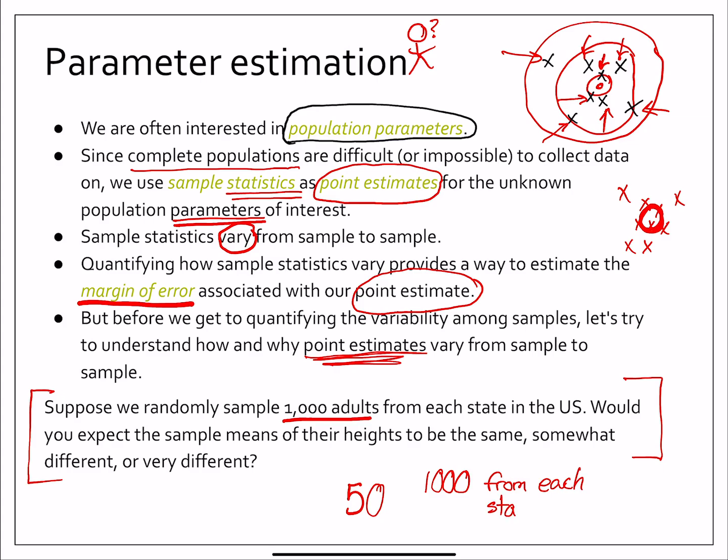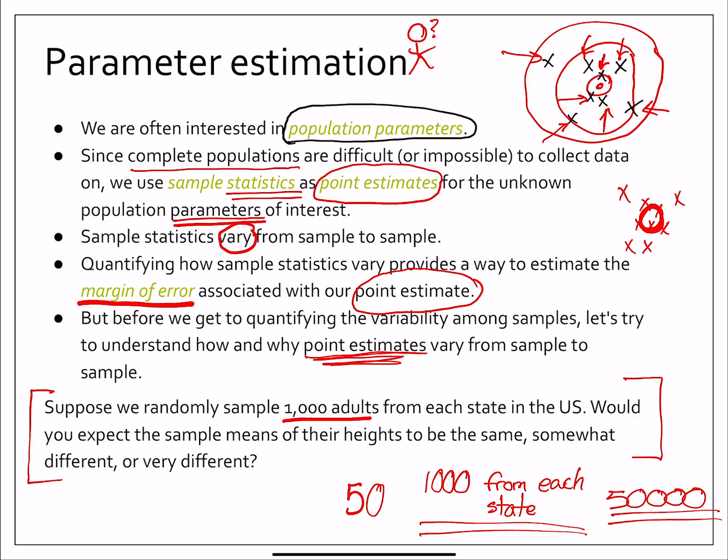So in total, we'll have what? 50 times 1,000. 50 times 1,000 is what? 500,000? Yeah, I think it's 500,000. Did I just add it? No, I'm sorry. A slow moment from a math teacher, it is 50,000. Sorry, slow moment. So we're taking 1,000 from each state, and that's a total of 50,000 people that we're sampling. But again, we're going to treat each state as its own sample. So those 1,000 adults from each state, each of those groups of 1,000 will be their own sample.